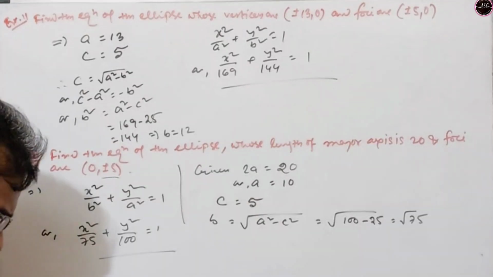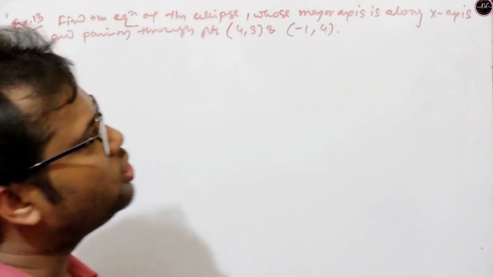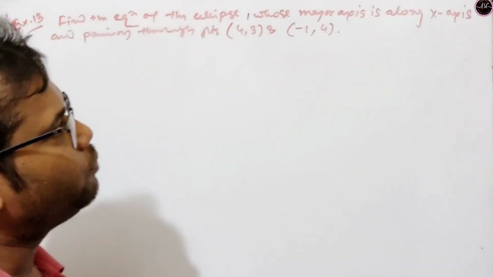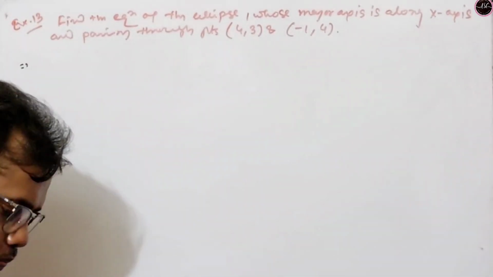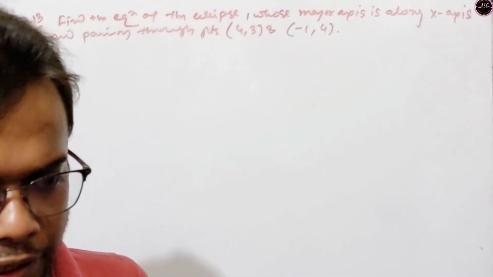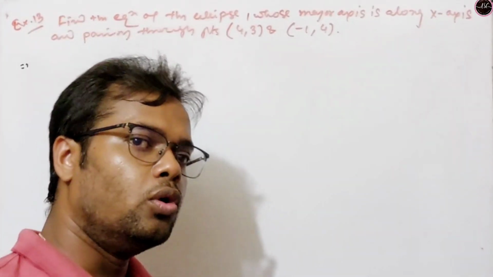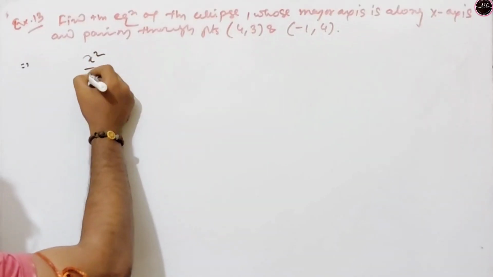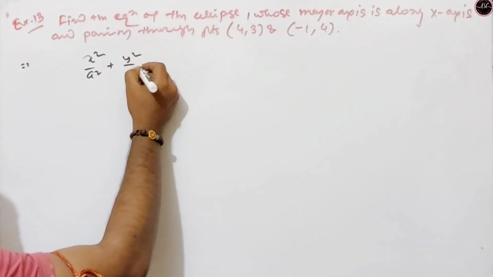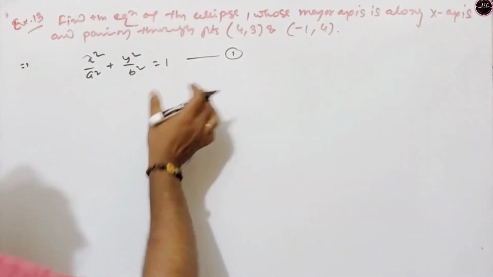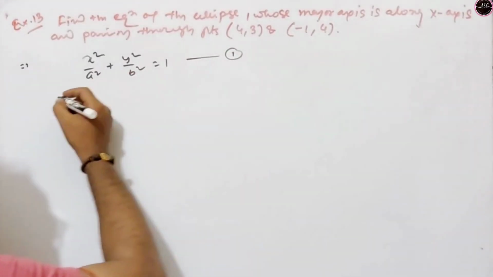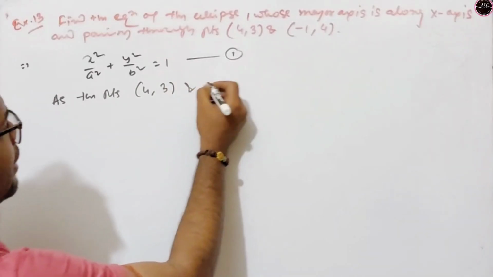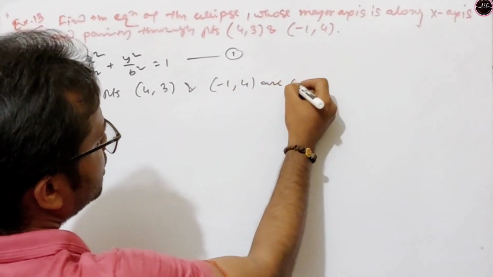Okay. Now look at this question. Find the equation of the ellipse whose major axis is along the x axis and passing through the points 4, 3 and minus 1, 4. We already know that for the ellipse whose major axis is the x axis, the equation is x square by a square plus y square by b square equal to 1. This is equation 1. Now these 2 points are on the ellipse, as the points 4, 3 and minus 1, 4 are on the ellipse.